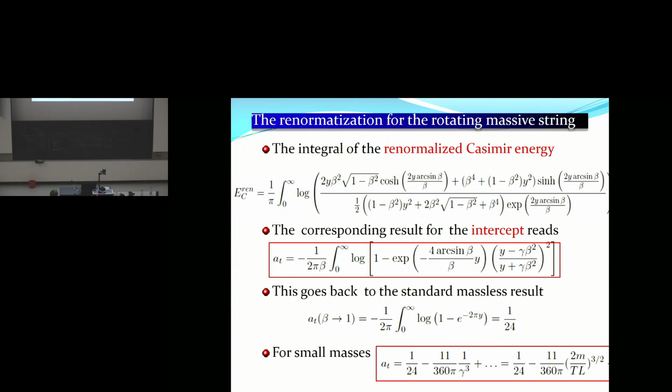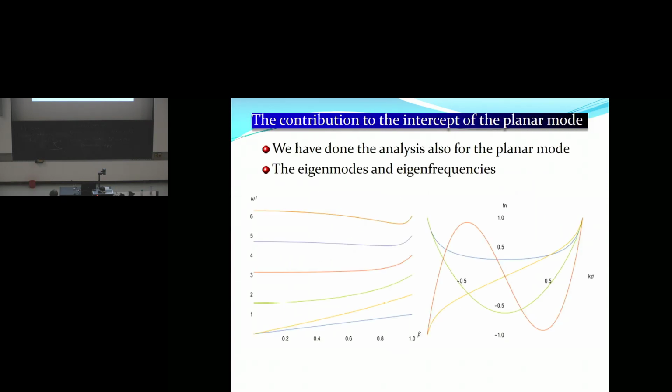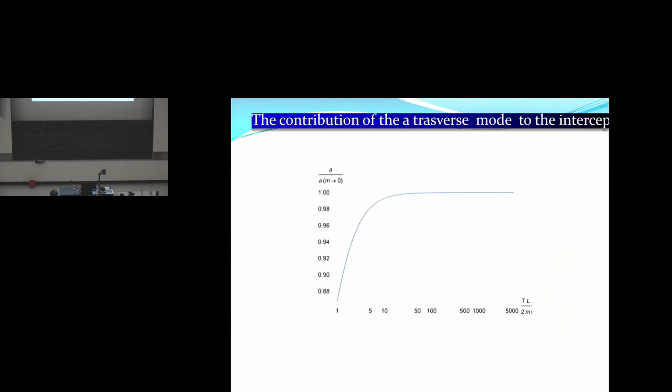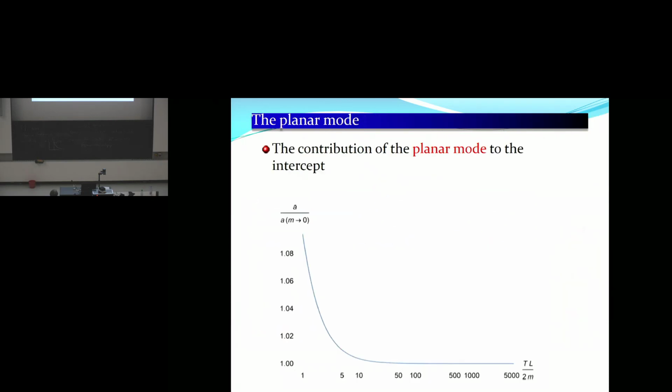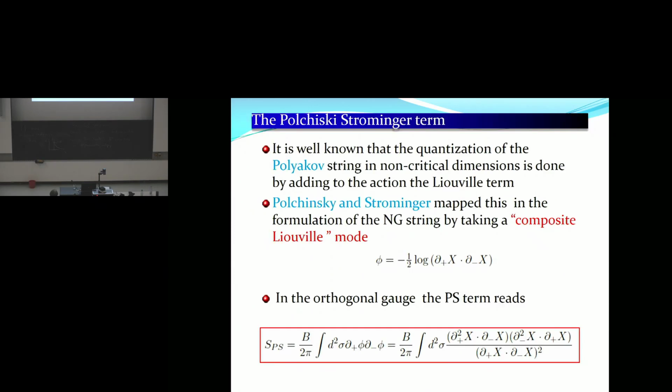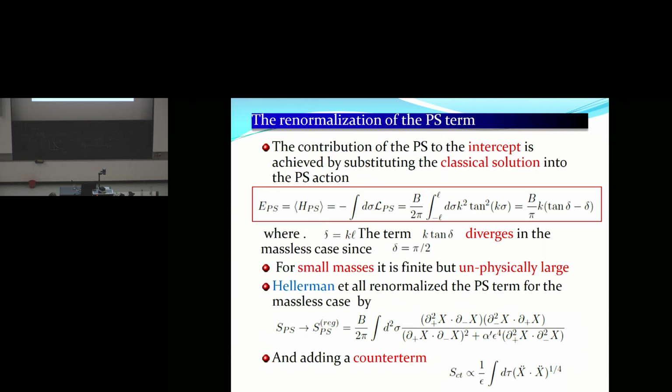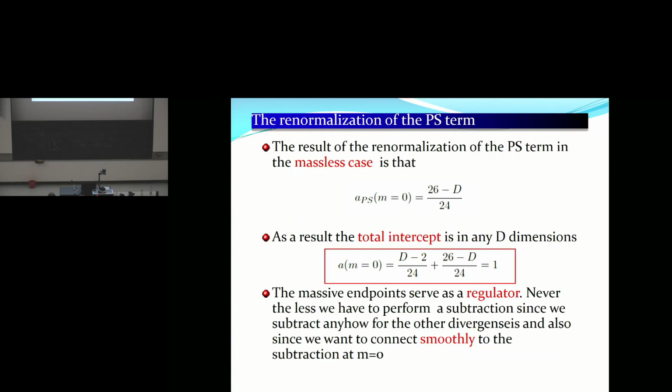So that it would have been 1 had it been an ordinary string. But now, another point that I want to emphasize is this Liouville or Polchinski-Strominger business, which people did also for a rotating string with massless endpoints, and it diverges. So Hellerman and collaborators introduced some procedure to renormalize it by introducing a quite ugly counterterm. We argue that by putting these masses, they are a regulator, and you still have to do this subtraction, but you get this result that I showed you before.